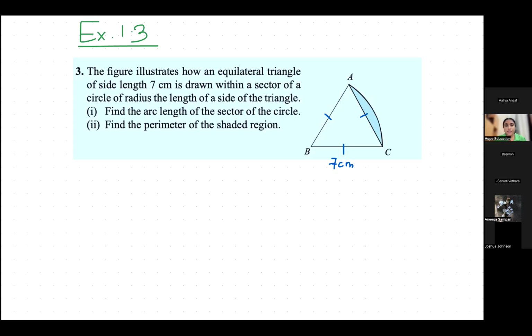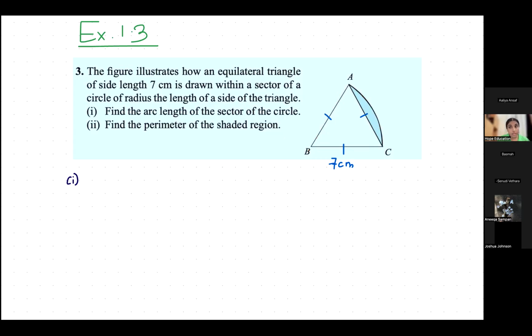Then there is a sector of a circle of radius the length of a side of the triangle. The radius of this sector is the same as the side length of the triangle. So the radius of the sector is also 7 centimeters. Let's see what they're asking. Roman number 1. Find the arc length of the sector of the circle.